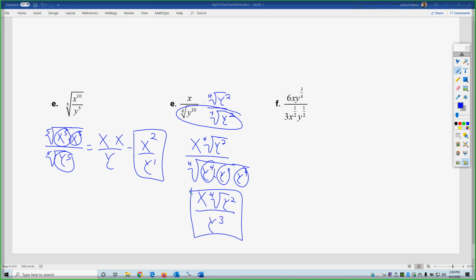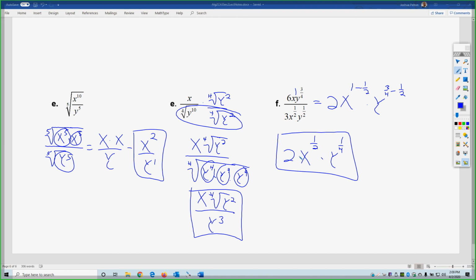All right, next one. 6 divided by 3 is 2. That's a 1, so that's x to the 1 minus a half. And 3/4 minus 1/2. So we're using the quotient rule of exponents. So that's 2x to the 1/2, 1 minus a half, and 3/4 minus a half is y to the 1/4.